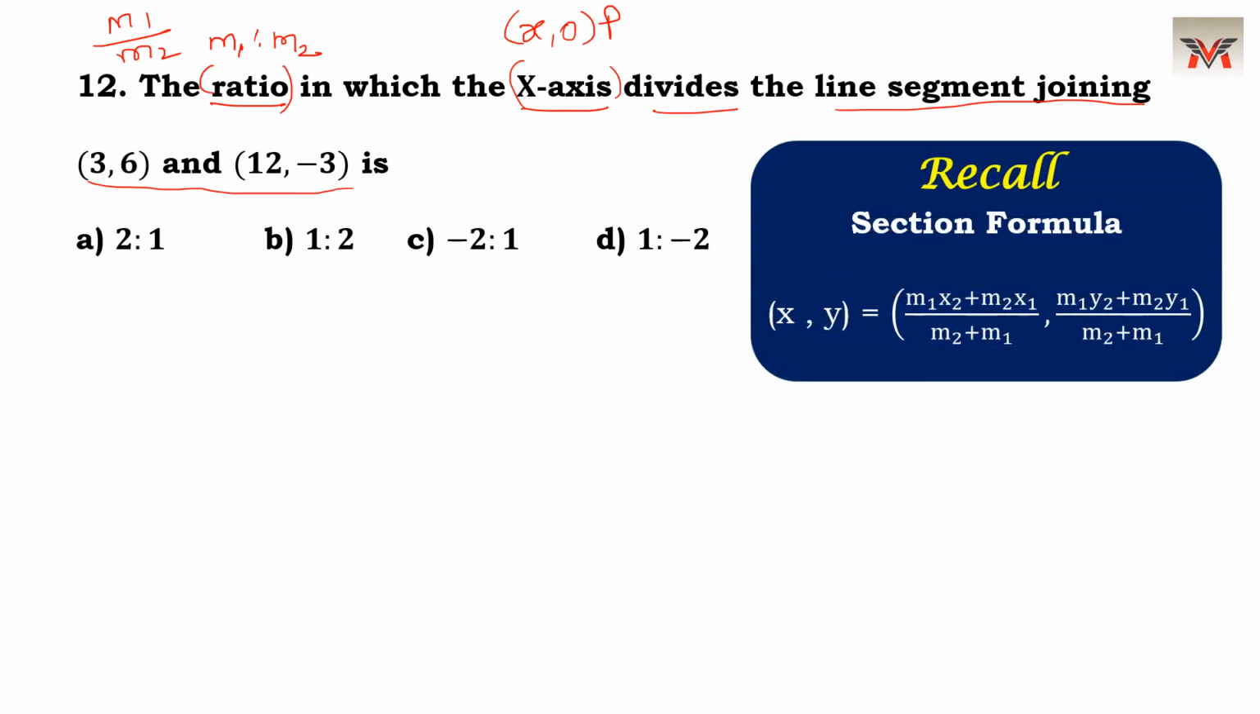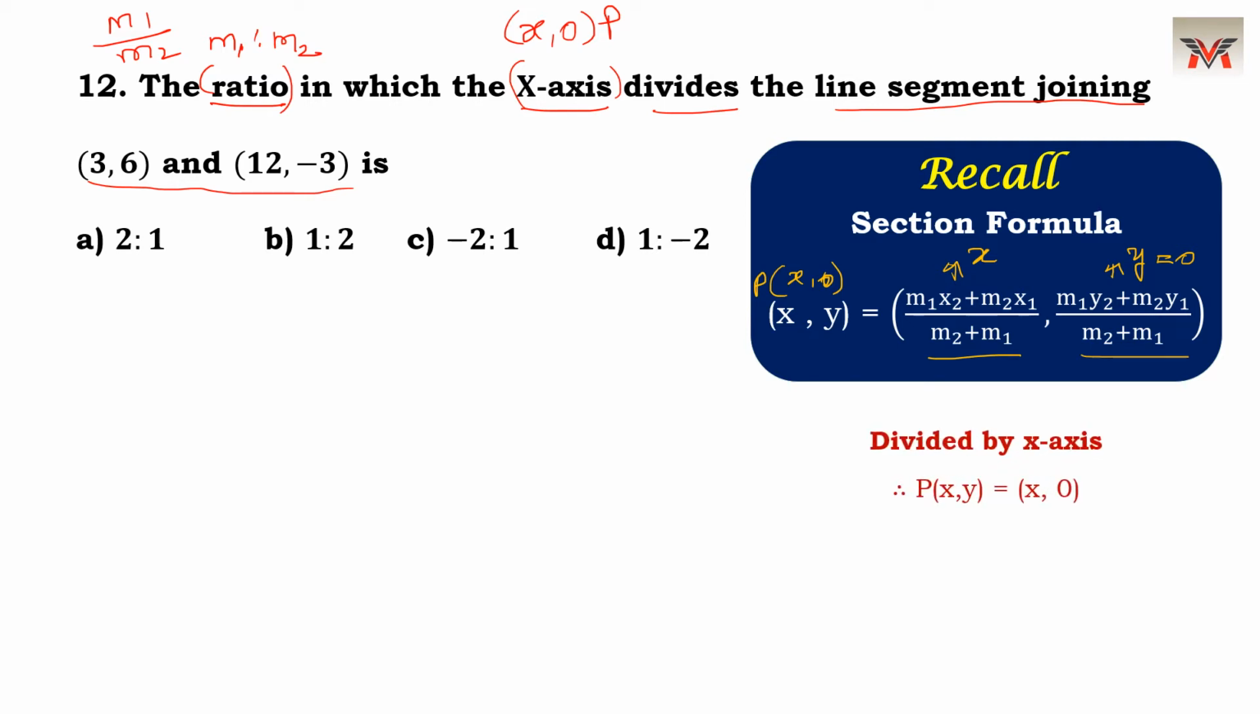We have to use the section formula here. The point is considered as (x, 0), and we know the values of x1, y1, x2, y2, correct? So we can use the section formula, that is (m1 x2 + m2 x1) divided by (m2 + m1), as well as (m1 y2 + m2 y1) divided by (m2 + m1). This gives you the x coordinate and this gives you the y coordinate, but for this particular problem we can equate the y coordinate to 0. Okay, so let us continue.